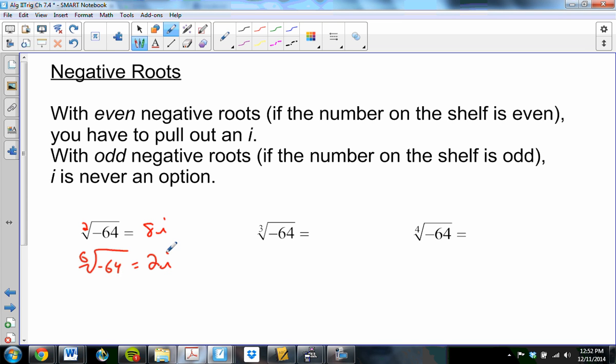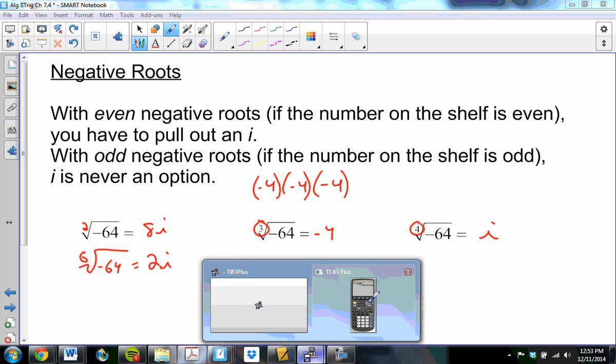If you have an even root, like a square root, a fourth root, a sixth root, the negative numbers have to have i's. But if you have an odd root, you don't. The third root of negative 64 is just negative 4, because negative 4 times negative 4 is positive 16, times negative 4 again is negative 64. Odd roots, like third roots, fifth roots, and seventh roots, don't have to have i's in them, but even roots do. I don't know what the fourth root of negative 64 is. It's probably something kind of obvious, but whatever it is, it's going to have an i in it.